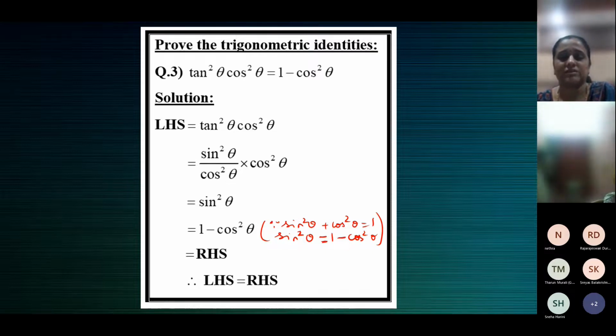Because sin square theta plus cos square theta is 1, sin square theta is 1 minus cos square theta. So instead of sin square theta, we write 1 minus cos square theta, and that's the RHS.